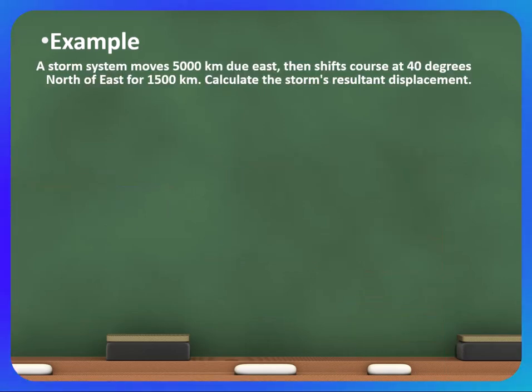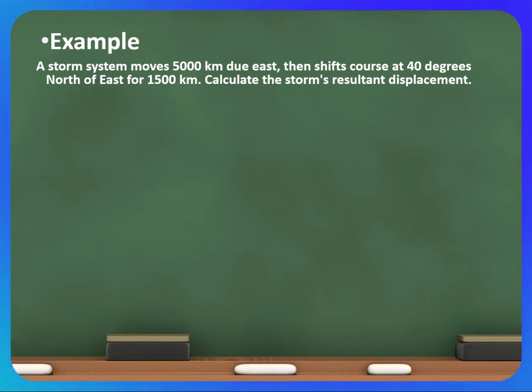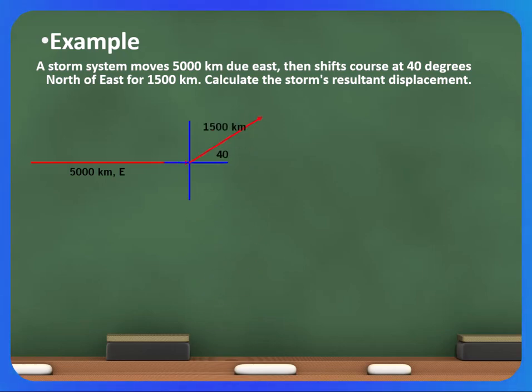Another example, a storm system moves 5,000 kilometers due east, then shifts course at 40 degrees north of east for 1,500 kilometers. Calculate the storm's resultant displacement. All right, so we're going to draw this due east. Okay, it shifts course at 40 degrees north of east for 1,500 kilometers.